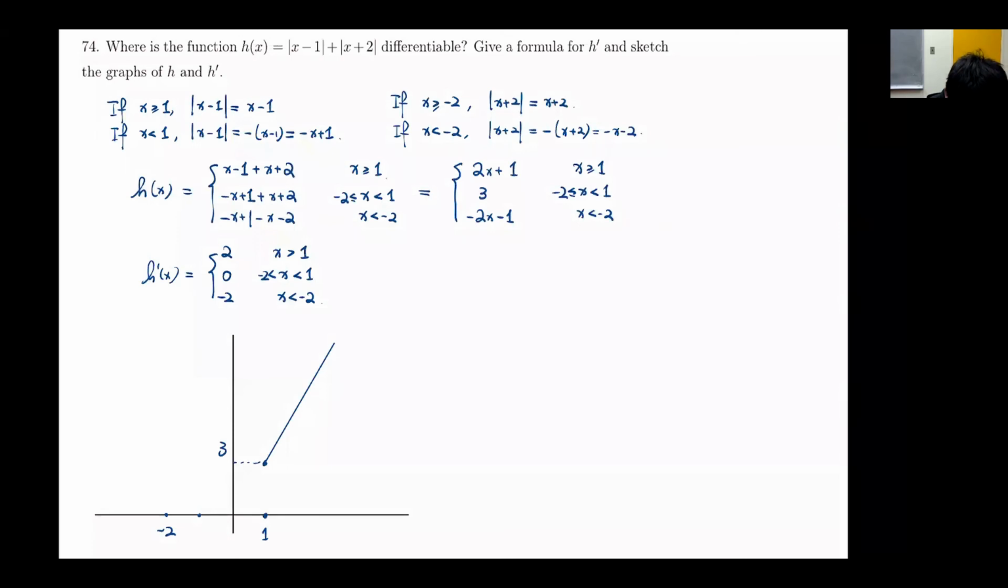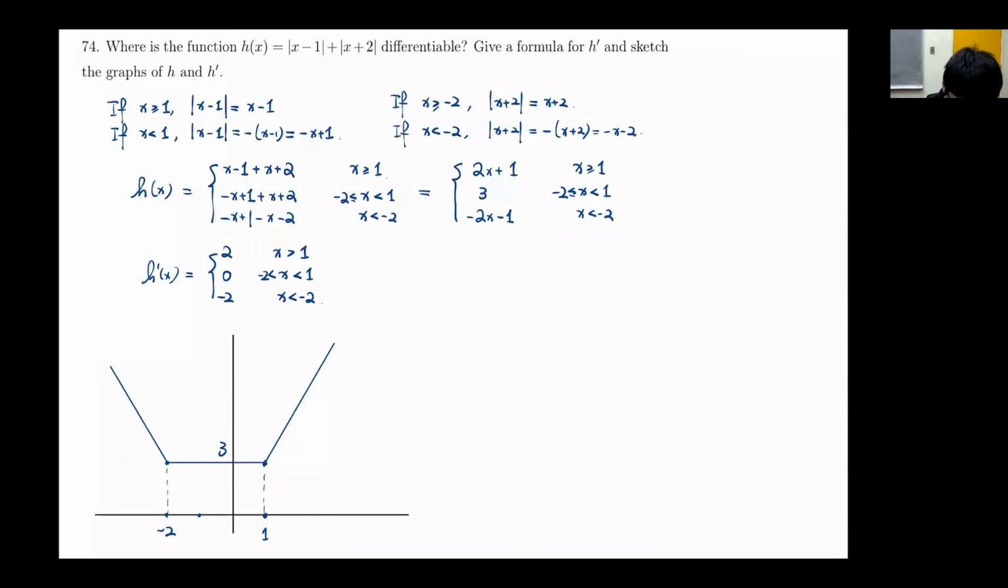Okay, between -2 and 1, we see the function is constantly 3. So let's just get rid of this dash and draw a horizontal line, namely y equals 3, passing through these 2 points, namely (1, 3) and (-2, 3). And finally, when x is strictly less than -2, the function is -2x minus 1. This will be a line passing through (-2, 3), and moreover, it will have slope -2. All right, so roughly speaking, the graph looks like this.